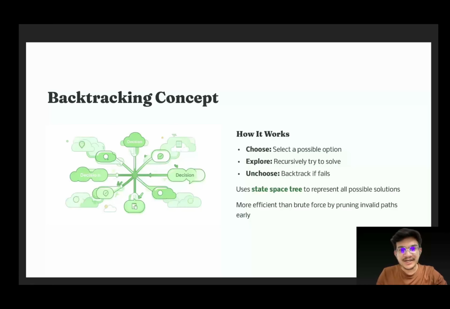So, if we go to detail in backtracking concept, the working of backtracking can be understood in three steps. First is choose. We select one possible option. Second one is to explore. We continue solving the problem recursively using that choice. Third one is unchoose. If the solution fails, we go back and try another option. This process represents using a state tree, where each node represents a possible solution. Backtracking improves efficiency compared to brute force because it eliminates invalid paths early instead of exploring everything.